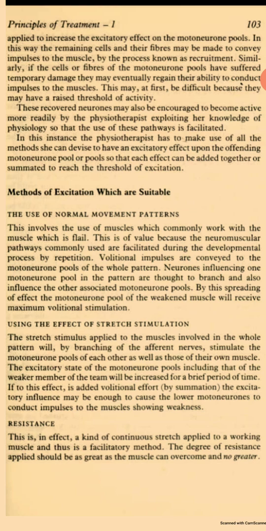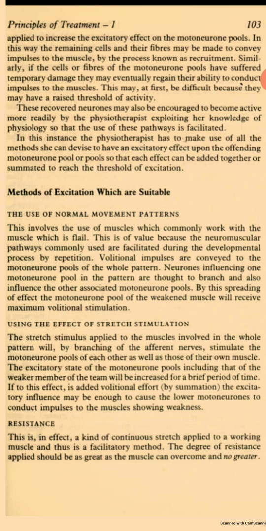Using the effect of stretch stimulation, the stretch stimulus applied to the muscles involved in the whole pattern will, by branching of the afferent nerves, stimulate the motor neuron pools of each other as well as those of their own muscle. The excitatory state of the motor neuron pools, including that of the weaker member of the team, will be increased for a brief period of time. If to this effect is added volitional effort by summation, the excitatory influence may be enough to cause the lower motor neurons to conduct impulses to the muscles showing weakness.